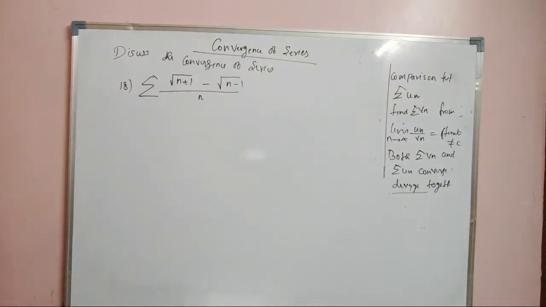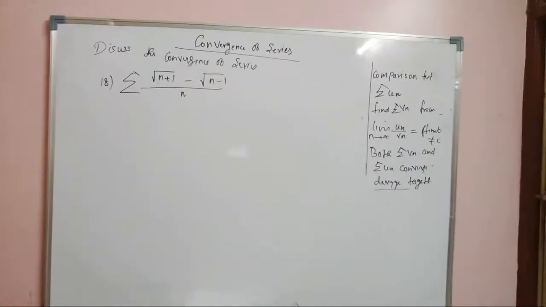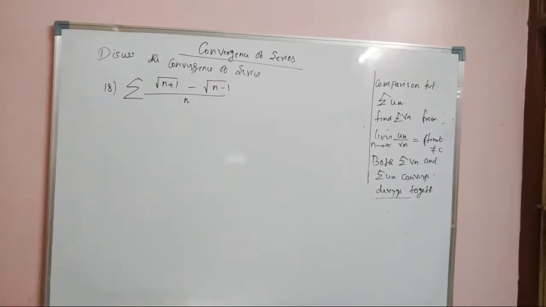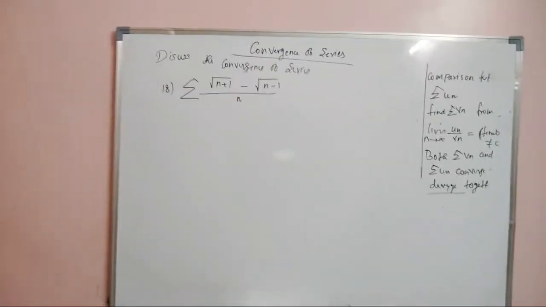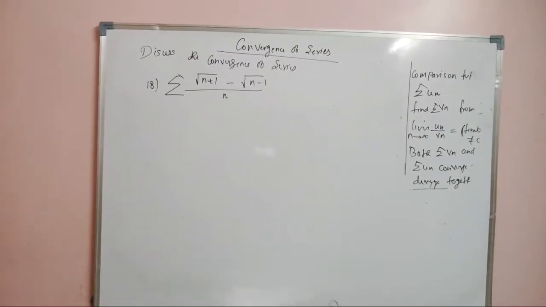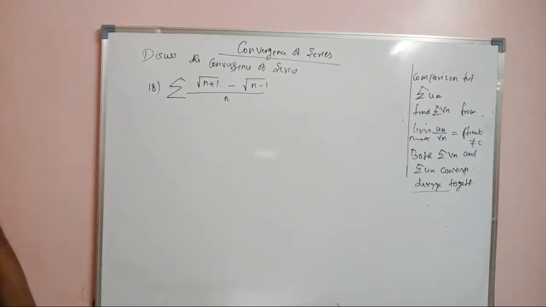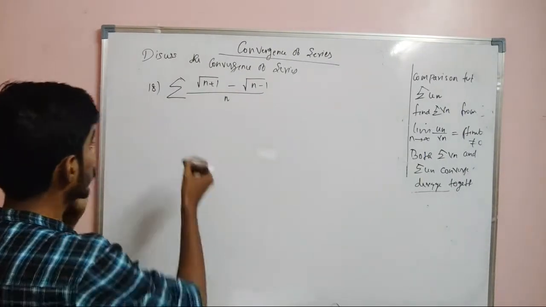These are very easy problems, so you don't need to rationalize because it is already in rationalized form. What you have to do is find Vn from this series and straight away find the limit as n tends to infinity of Un by Vn. Okay.